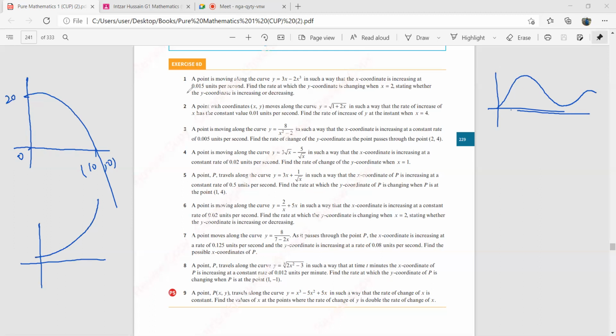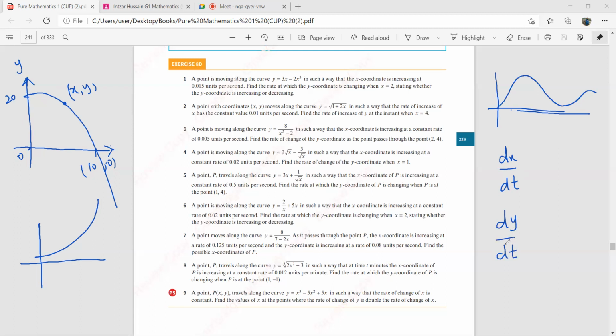If we just talk about things in two dimensions, in x and y, you see that here is a point x comma y. The x coordinate is changing at a different rate, and the y coordinate is changing at a different rate. The rate at which x changes is called the rate of change of x, and the rate at which y changes is called the rate of change of y.